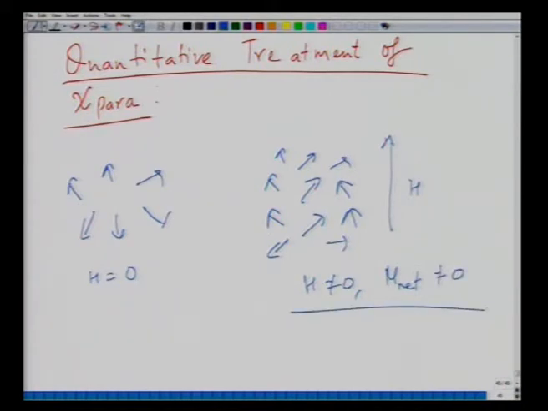So what essentially you have is a picture like this. If you draw a unit sphere, and this unit sphere will have, let's say, a magnetic field direction H like this. In this you can have, let us say, this is a segment of the sphere.